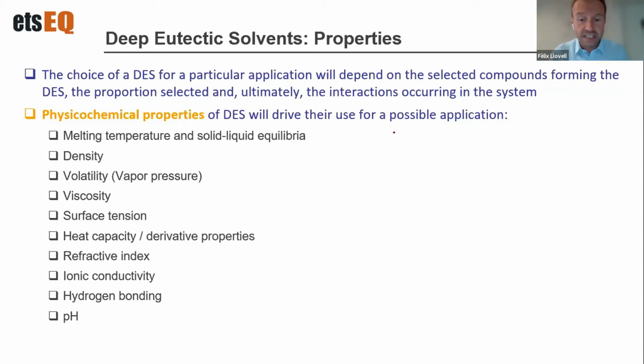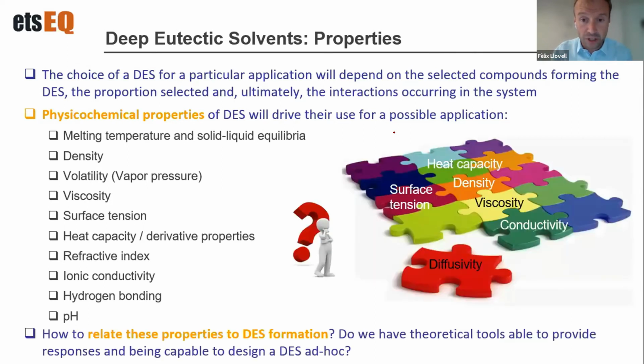You can see that, as people who work in a group on molecular simulation and apply thermodynamics, some of them are not easy to obtain with thermodynamic models. So the question is, do we have theoretical tools able to provide responses and capable of designing a DES ad hoc? Because we need to combine our experimental work with computational modeling so as to reduce the amount of possible combinations.